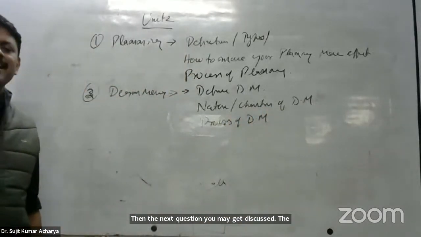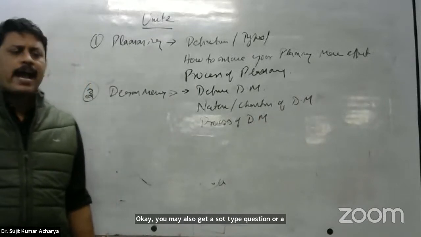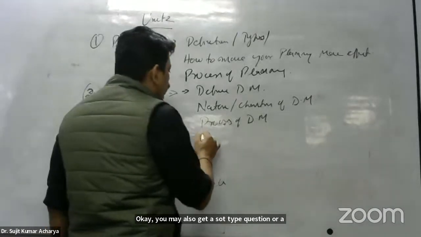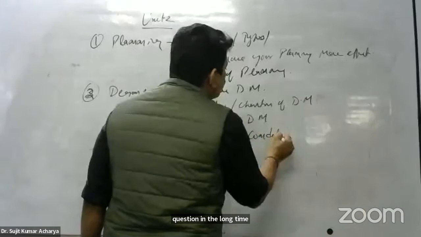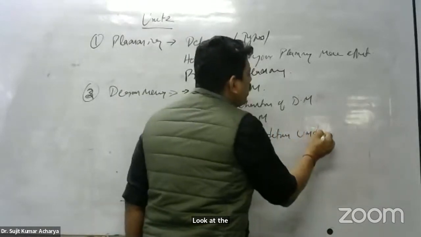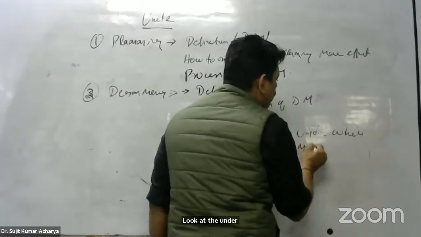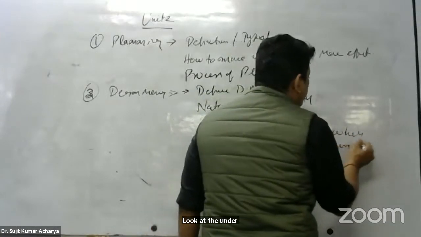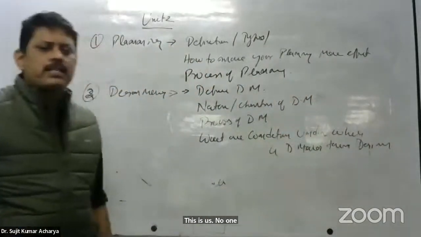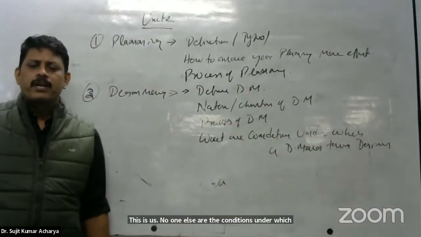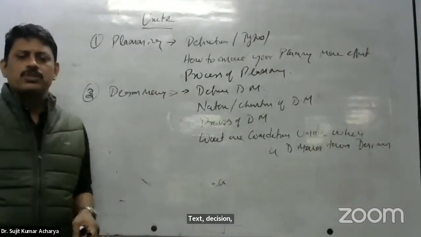Okay, you may also get a short type question or a part question in the long type. What are the conditions under which a decision maker takes decisions? Now, what are the conditions under which a decision maker takes decisions? Another question, a short type or a part of a long type question.